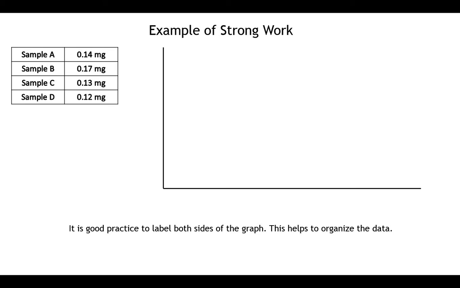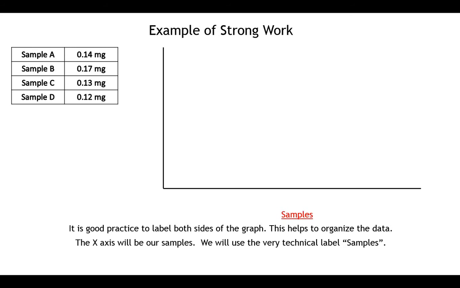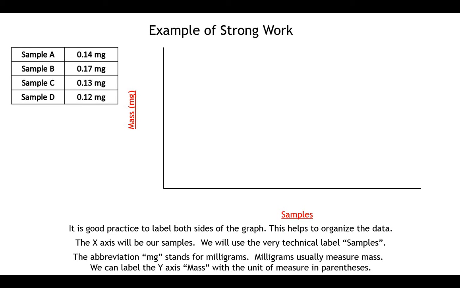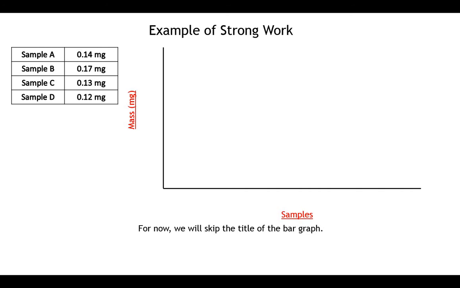It is good practice to label both sides of the graph. This helps to organize the data. The x-axis will be our samples. We will use the very technical label samples. The abbreviation mg stands for milligrams. Milligrams usually measure mass. We can label the y-axis mass with the unit of measure in parentheses. For now, we will skip the title of the bar graph.